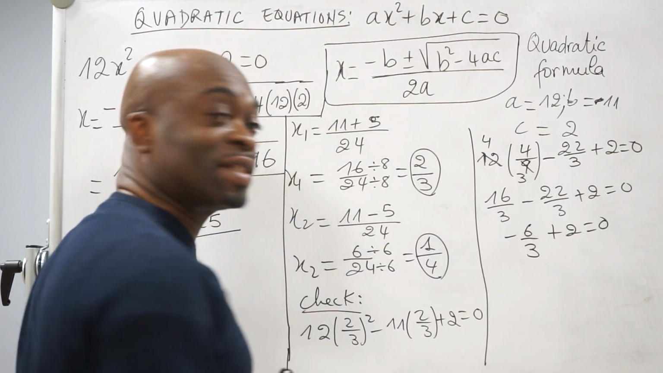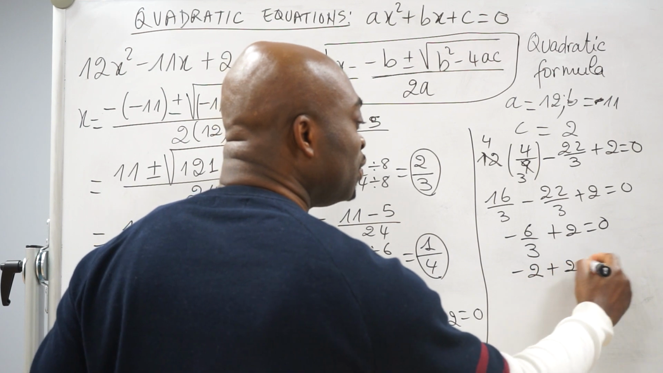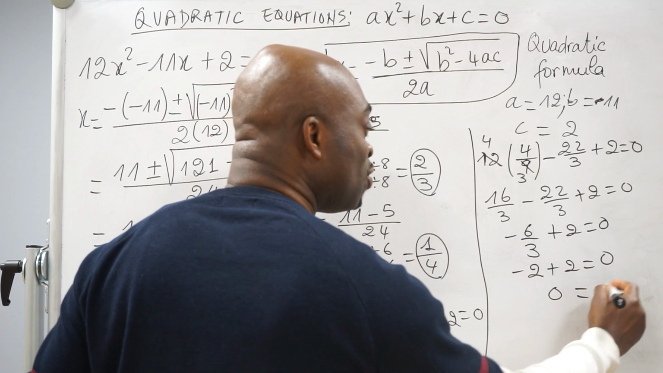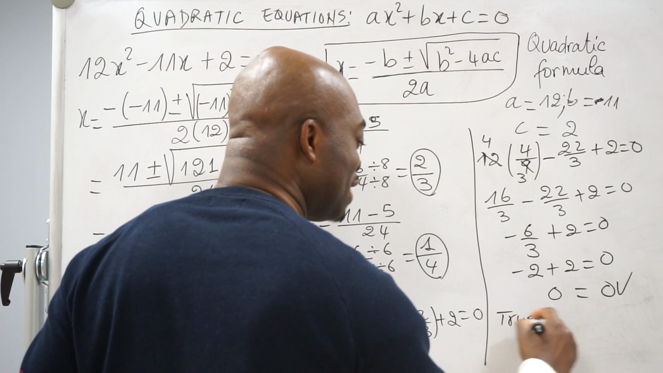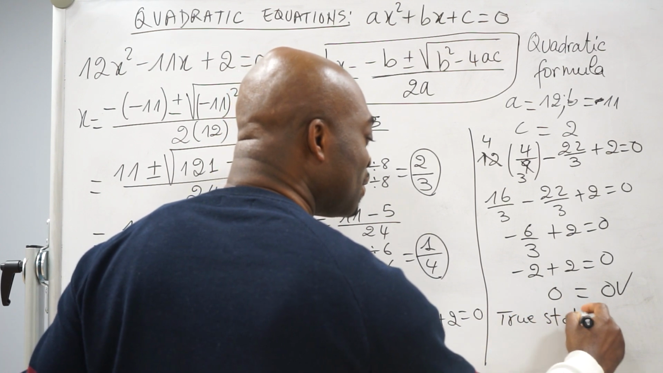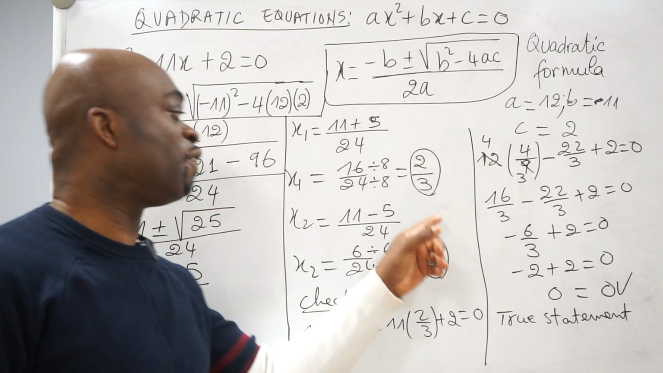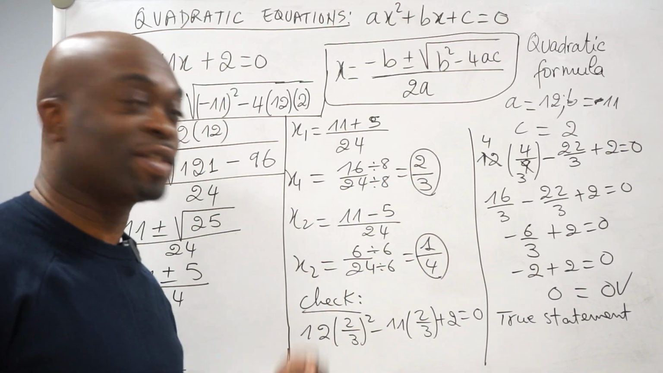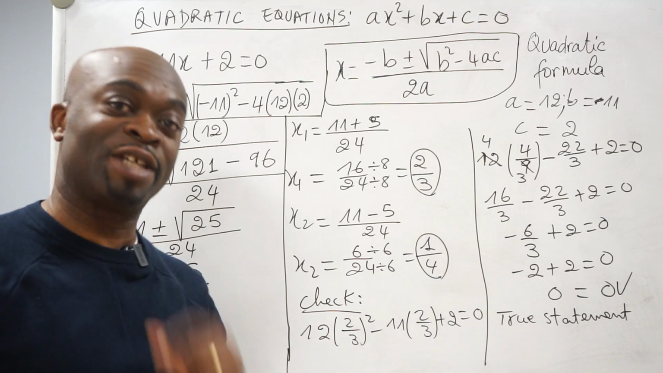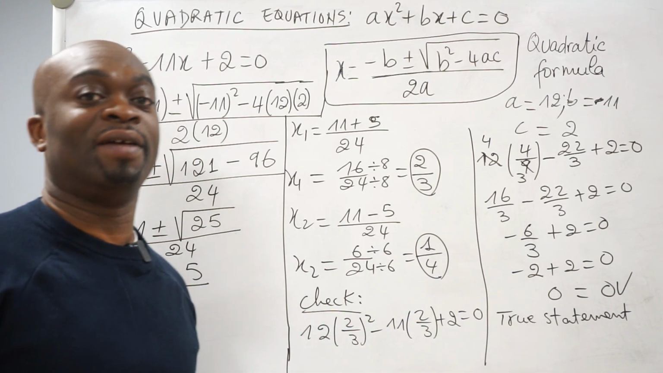So what is negative 6 divided by 3? It's going to give us negative 2 plus 2. And then what this one gives us is 0 equals 0. This checks out. So this is a true statement. So that means our solution here, which is x1, 2 over 3, is correct. And the same thing you have to do for x sub 2. So you guys can try that and see if it's going to be also a true statement or not a true statement.